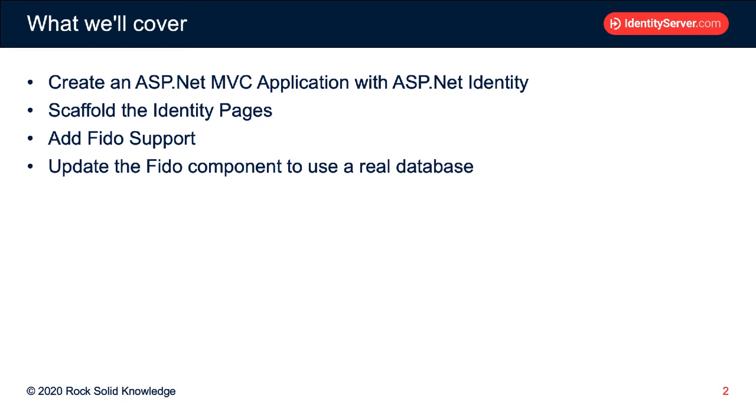The first thing I'll do is create an ASP.NET MVC application that uses ASP.NET Identity. And when we do that, we'll need to change the login behavior of Identity. And to change that behavior, I need to scaffold the identity pages. That means I need to add the identity pages into our application rather than using them from the DLL they're normally supplied in. Once we have that in place, we'll add the Fido support from Rock Solid Knowledge. Initially, that will just use an in-memory database.